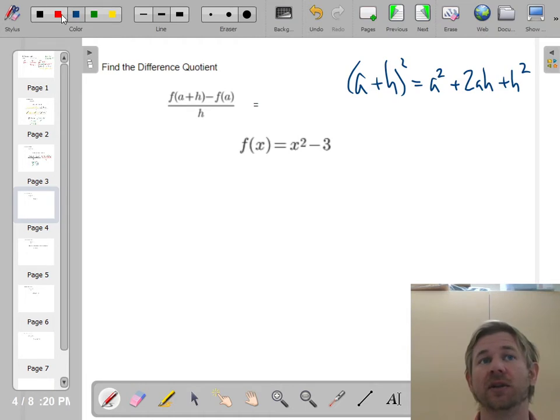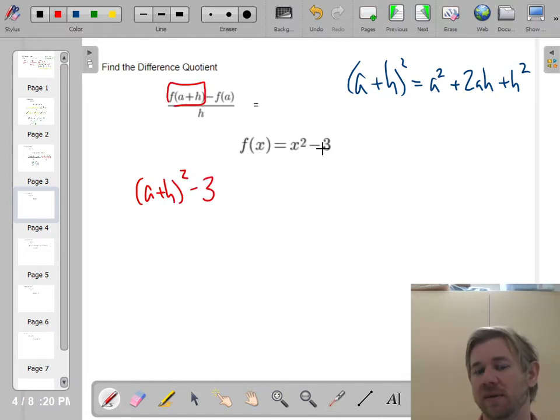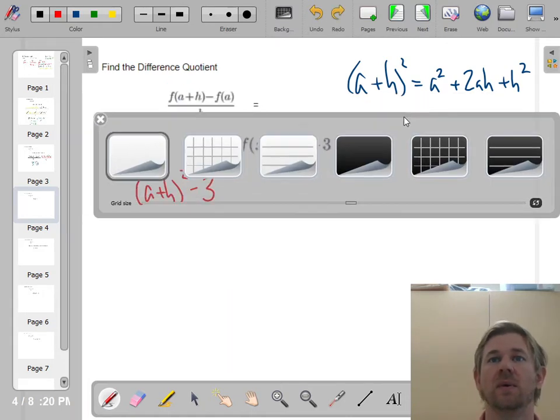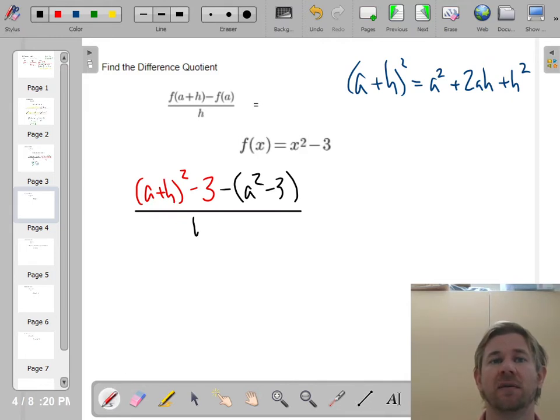But it's going to be, instead of x squared, a plus h squared. So I'll write it out and then I'll expand it. a plus h squared minus 3. That's f of a plus h. Don't forget about the minus 3. Minus f of a. f of a would be a squared minus 3. All divided by, you still have an h in the denominator.